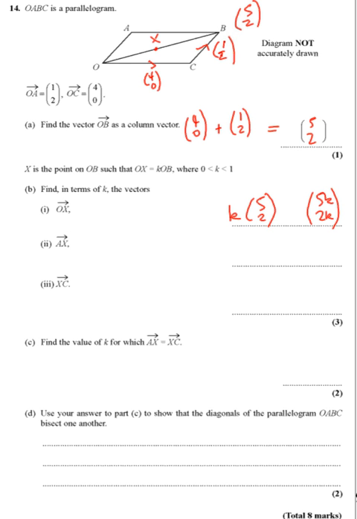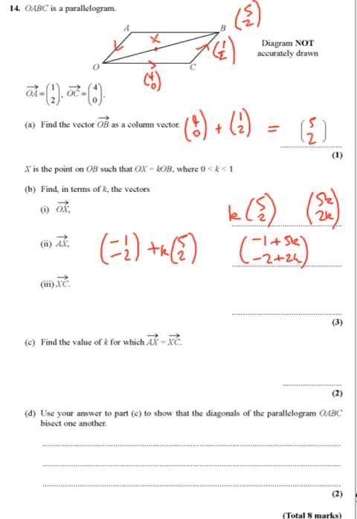AX is going to be how we get from A to O and then from O to X. So it's going to be minus A. If A is (1, 2), then it's going to be minus A, which is (-1, -2), plus OX, which we just worked out was k times (5, 2). So it'd be -1 + 5k on the top, and -2 + 2k on the bottom.